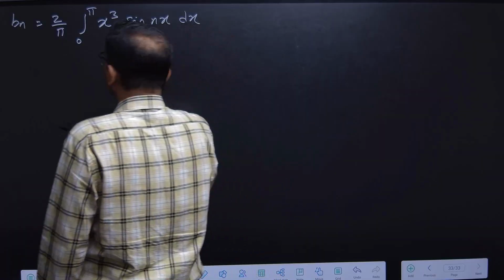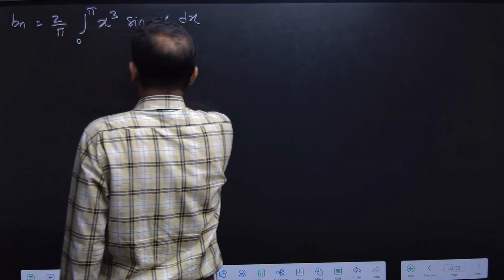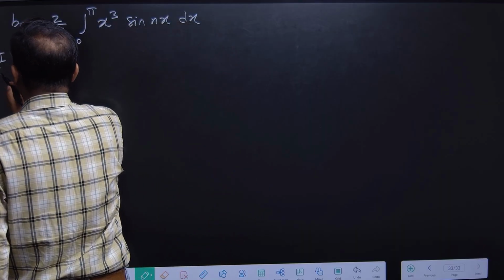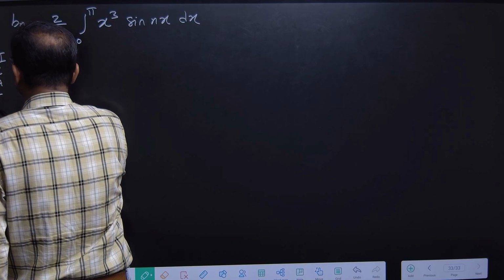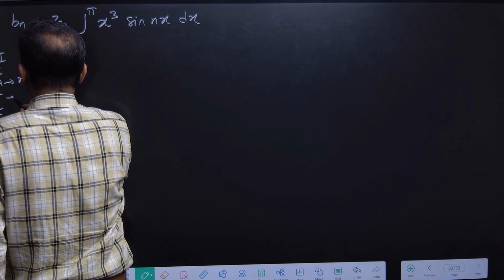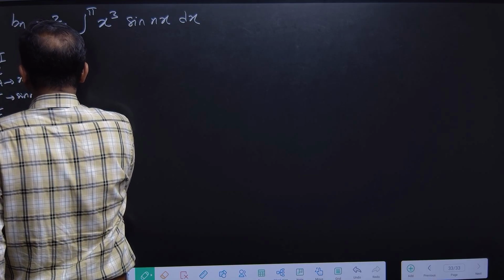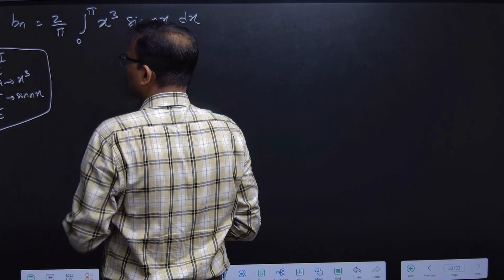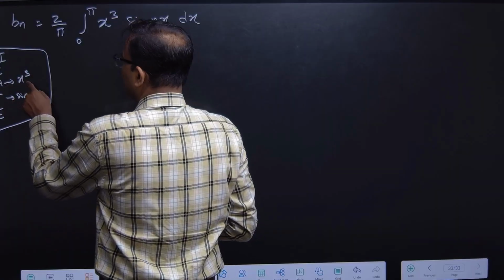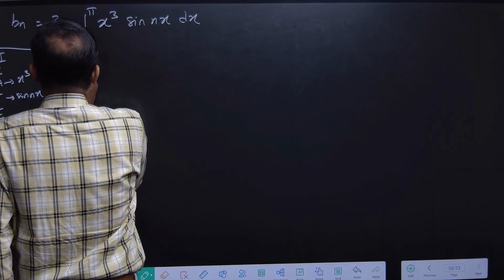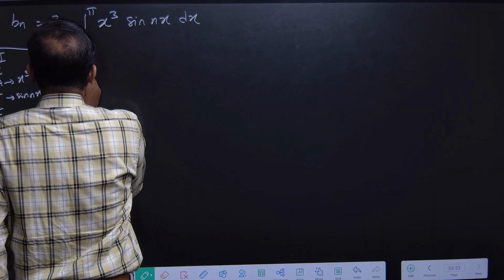So remember, here x cube is an algebraic function, sine nx is a trigonometric function. So according to the order of ILATE, we know the algebraic function comes first and then the trigonometric function. Algebraic function x cube comes before the trigonometric function sine nx. We are going to use the formula of integration by parts.